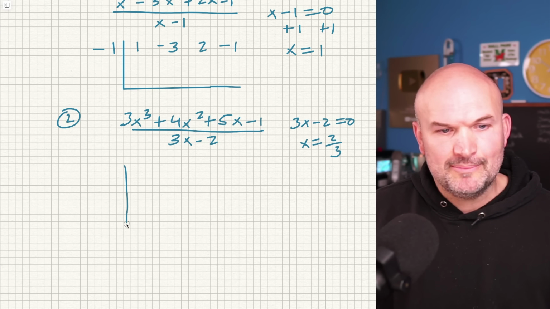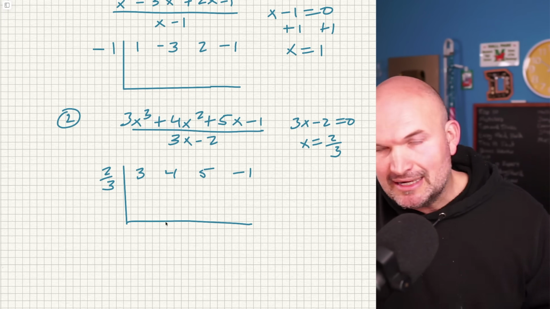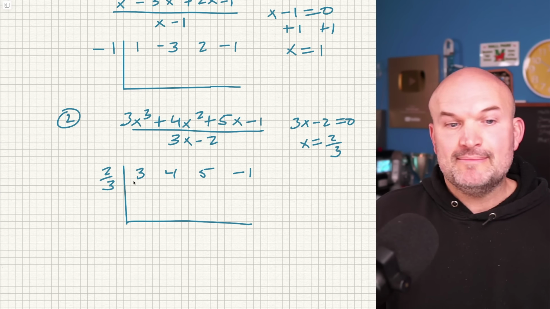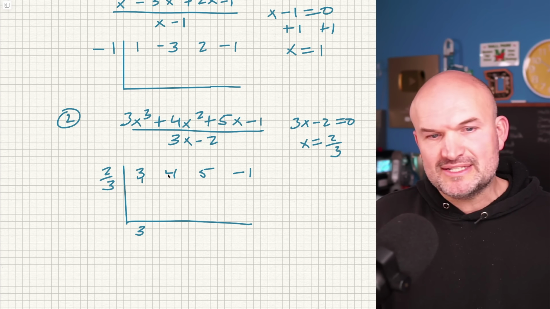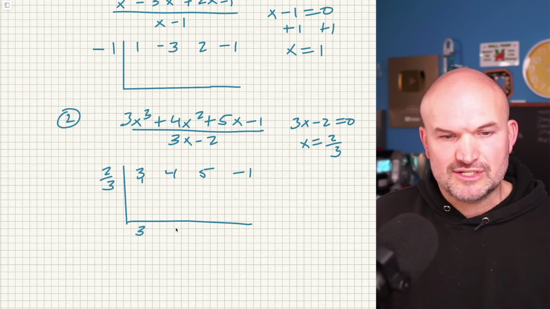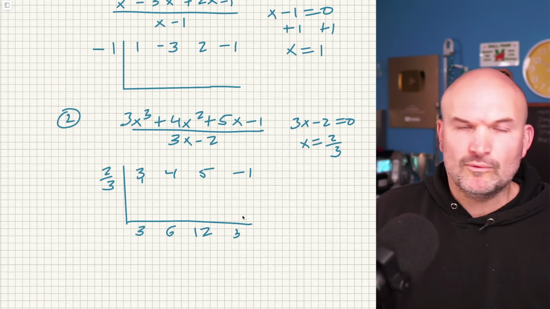Now, when we set up our synthetic division, we're still going to take our 2/3 and put it over here. We're going to take the coefficients and put them over here. And then again, I'm just making up this answer. I'm not going to work through it. But the main thing that we always do is this first one's going to be a freebie. Now I'm just going to make up some numbers here, like 6, 12, and a 3, whatever may be the case.